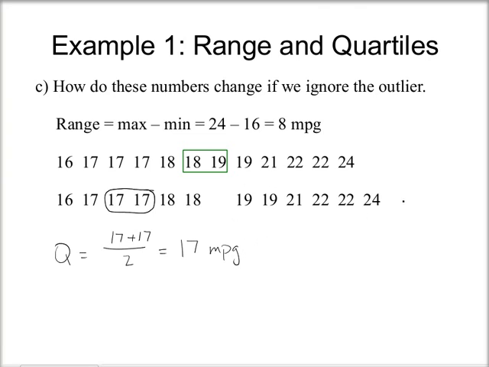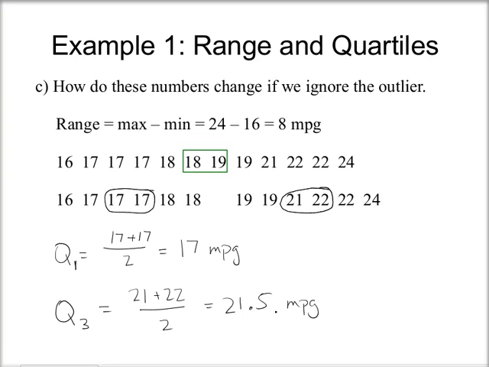My upper half has changed a little bit. Now my center 2 observations are 21 and 22. So Q3 is going to be 21 plus 22 divided by 2, which is 21.5 miles per gallon. That's just slightly lower than what we had when we were including the Toyota Prius. It didn't change it very much. So our quartiles stayed pretty much the same, but our range changed a whole lot when we left out the outlier.